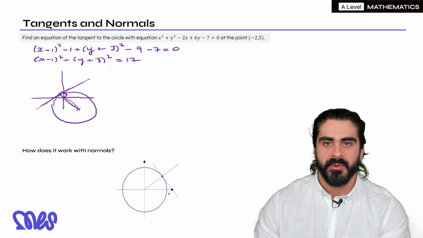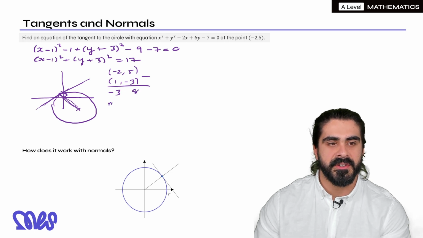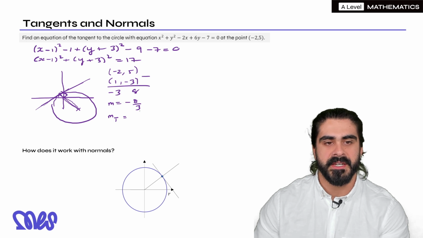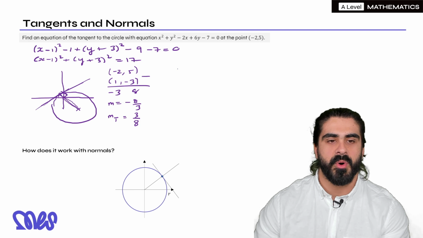So how do we do that? We take away the coordinates. So we have (-2, 5). We have the center being (1, -3). Subtract them. -2 minus 1 is -3. 5 minus -3 is 8. So the gradient of the radius would be -8 over 3. So the gradient of the tangent, because it meets at 90 degrees, will be the negative reciprocal. So it'll be 3/8.